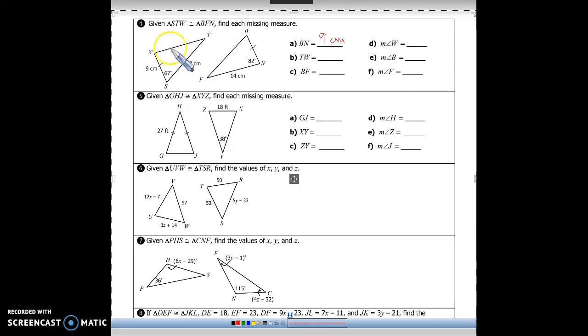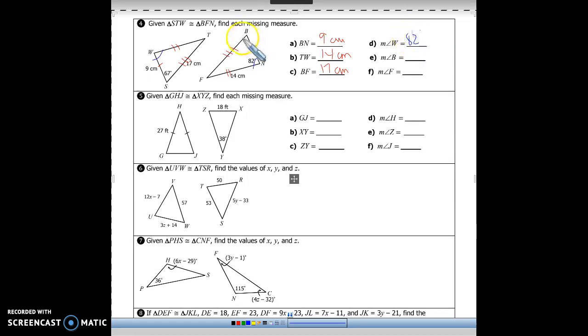TW, well, here's this one. It is congruent to FN. TW, second, third, FN, second, third. So that means TW has to be 14 centimeters. And then BF has to be congruent to ST, which means that it is 17 centimeters. And then let's look at the angles. Angle W is congruent to angle N, so that means it is 82 degrees.